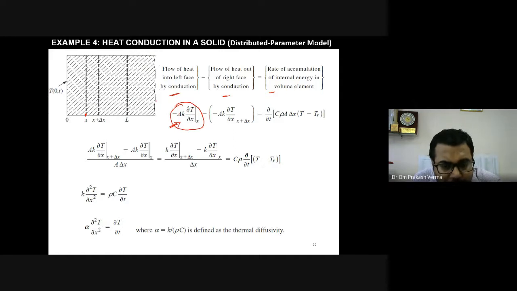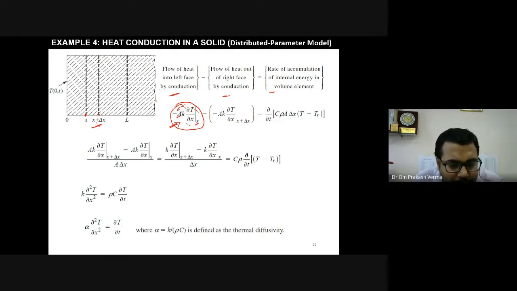Why A? The heat flux is per unit area, and we are multiplying it by the area, so we get how much heat is flowing through that area, from this multiplication. So it is minus A k del T by del x at the point x. Now we divide this length into small segments, and the increment in x is given by delta x.